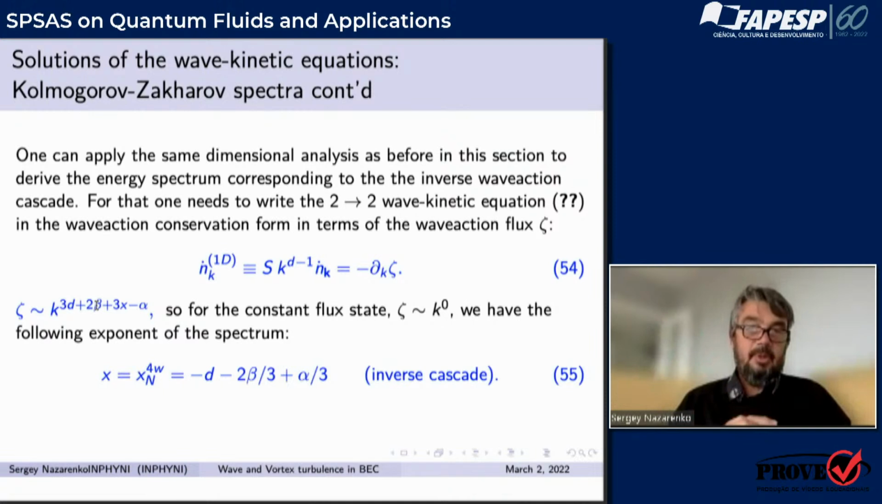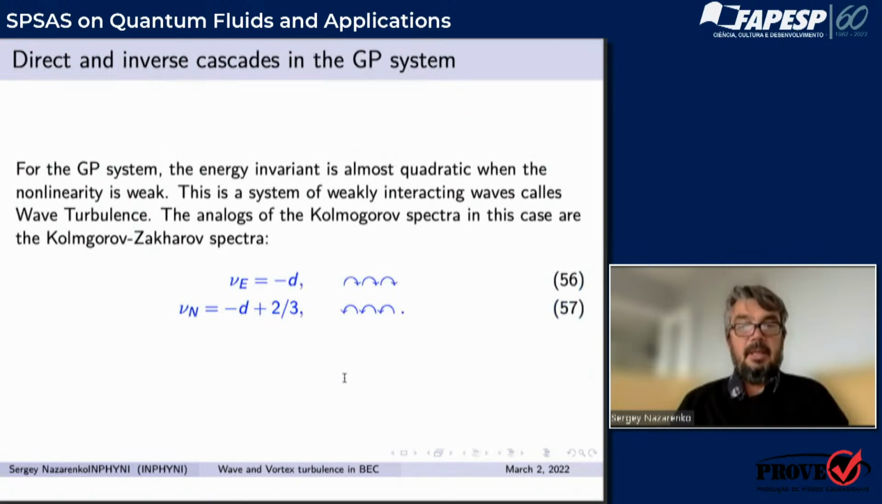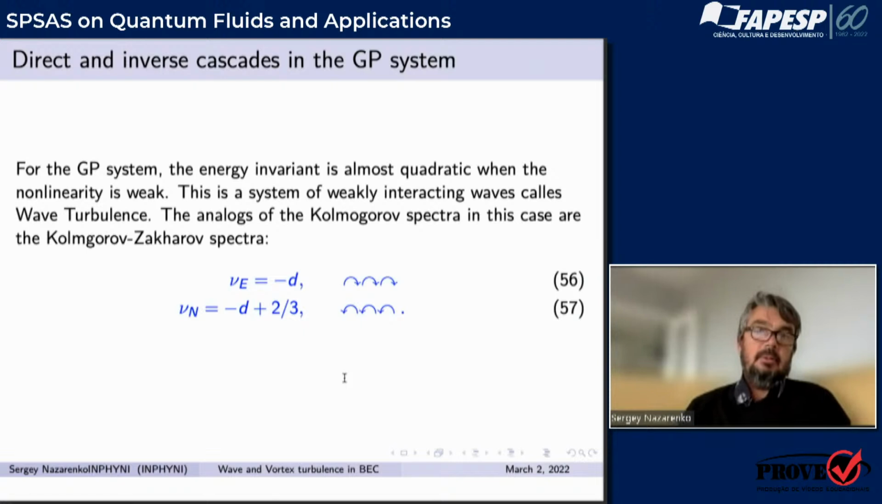So, for example, if we want a constant flux of particle spectrum, constant means it's independent of k, so it has to be equal to k to the power 0. So we must equate this exponent to 0, and that gives us the power of the spectrum, of our Pao spectrum, the scaling in this case. The same we can do with the energy cascade, which cascades forward in this case, and also calculate the Pao index. As a result, we get that the Pao index is equal to minus D for the direct energy cascade, where D is the dimension, and minus D plus 2/3 for the inverse energy cascade.